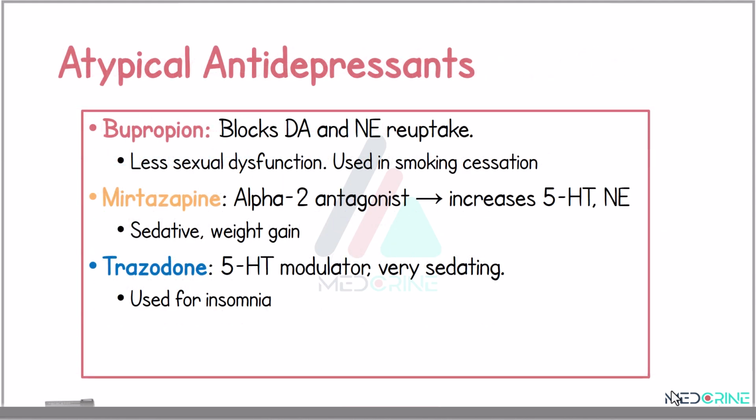Atypical antidepressants include Bupropion, which affects the dopamine and norepinephrine receptor and is also used for smoking cessation. Mirtazapine is another example of atypical antidepressants, which is an alpha-2 antagonist that increases the serotonin and norepinephrine. It is known to cause sedation and weight gain. Lastly, we have Trazodone, which is a serotonin modulator with very sedating side effects and is used for insomnia.